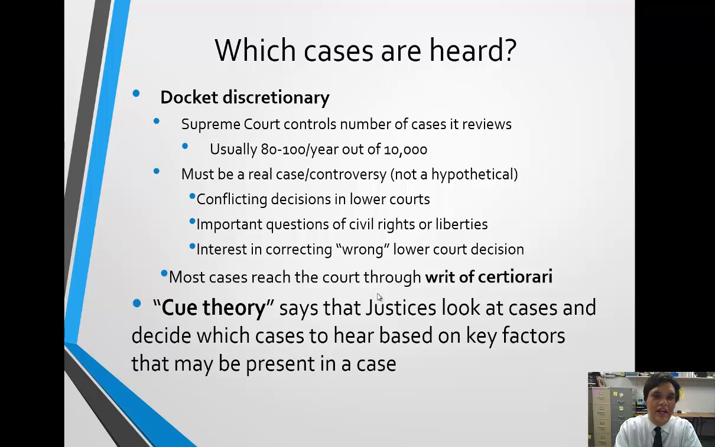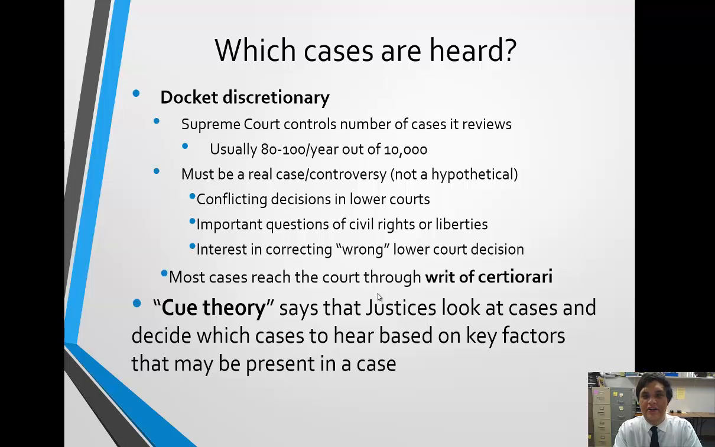One of those prerequisites that could happen is that there could be a conflicting decision in the lower courts. Let's say the district court decided something and then the Court of Appeals decided something else. Then the Supreme Court would maybe want to look at that to try to hash out the differences between the two courts.